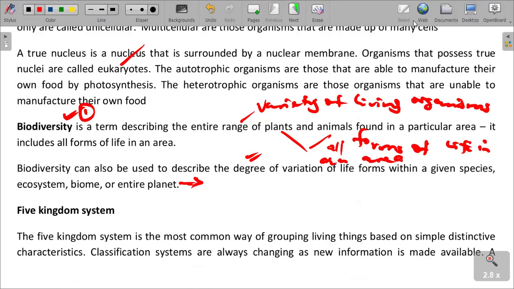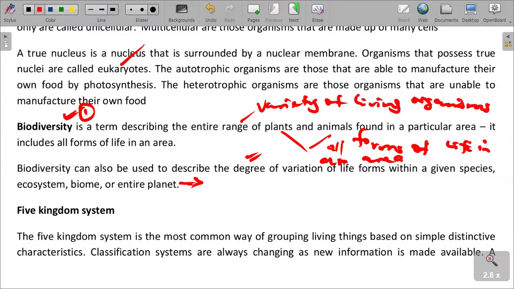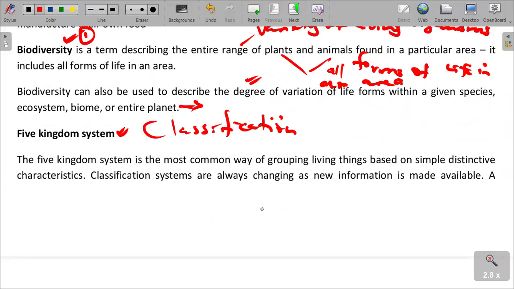So now, what I want you to look at is the five kingdom system. The five kingdom system classification is the most common way of grouping living organisms based on simple distinctive characteristics. There should be specific criteria that is being used.